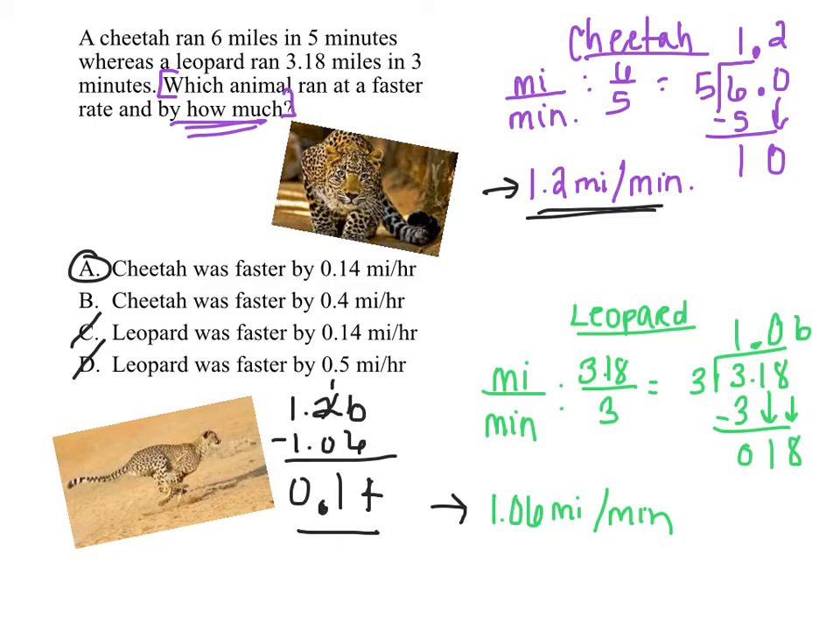So to recap, to compare unit rates and to compare faster rates, we find the unit rate of both items, both people, both animals. To figure out by how much faster, we subtract. The larger a number, the further somebody goes, the faster they are.